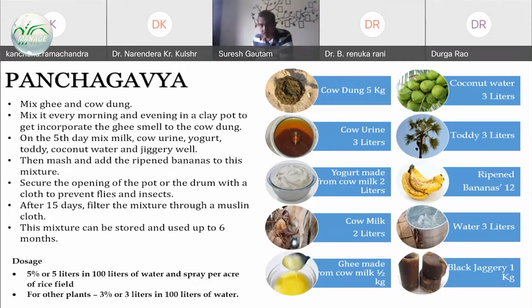The fresh cow dung, you can take it fresh, in an earthen pot of 30 liters or a big thick plastic vessel, not metallic, a plastic vessel or earthen pot. Take fresh cow dung and then half kg of cow ghee. You mix the dung and ghee for 3 days. Mix it thoroughly. After 3 days, you will get a smell of ghee.